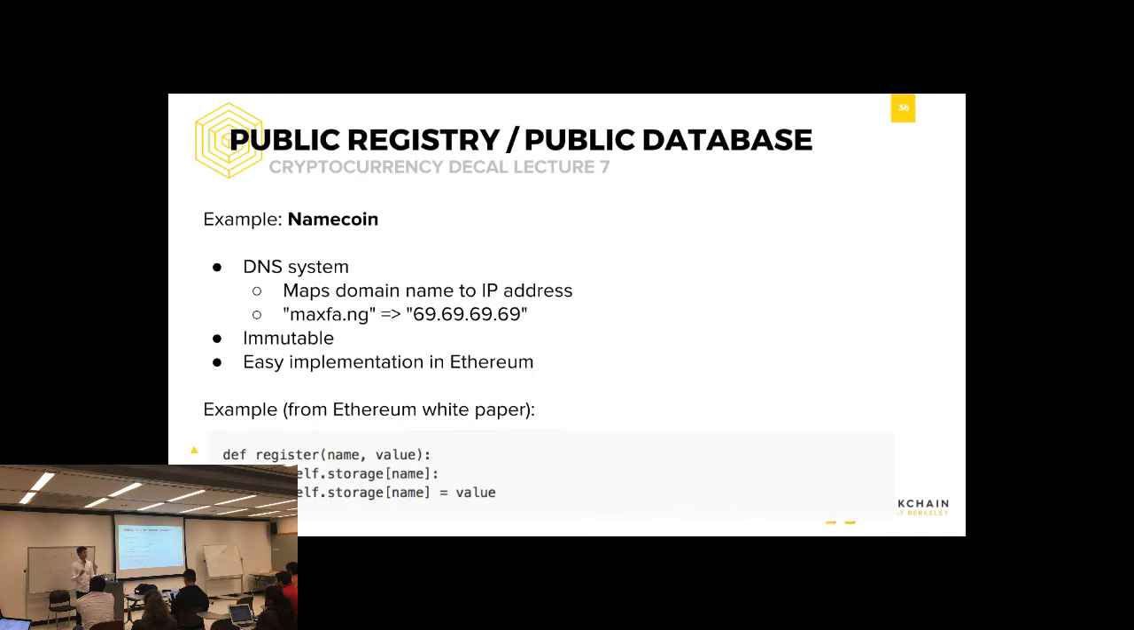It's distributed across the whole network, so that if random nodes across the network were shut down, you could query the other nodes remaining to still get the correct IP address for your service. And here's just some example code. Very easy implementation in Ethereum. It's very powerful.